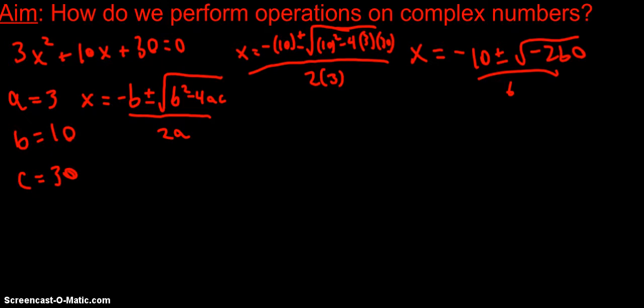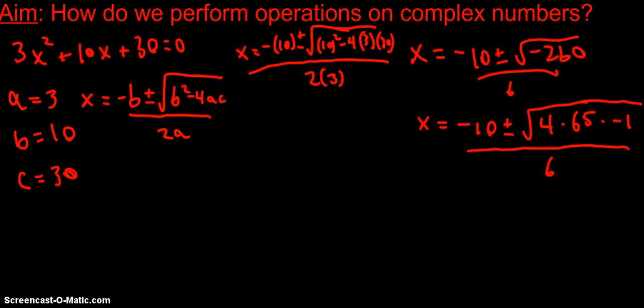What are negative radical numbers? We know that a calculator tells us that they don't work, but we're going to look at how we've managed to use them in mathematics. So if we were to factor negative 260, the largest perfect square that goes into that is 4. The remaining factor would be 65, and that would leave us with a negative 1. Now, that square root of negative 1 is known as i, the imaginary number. And we'll see where that comes into play later.